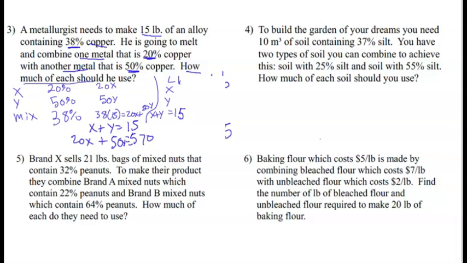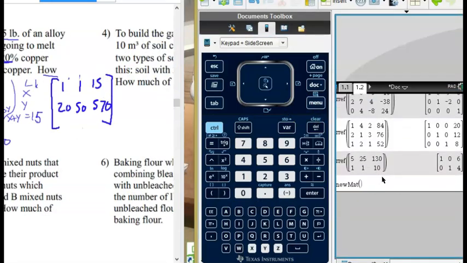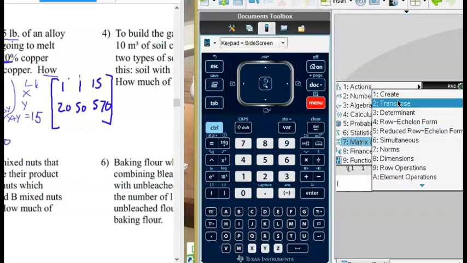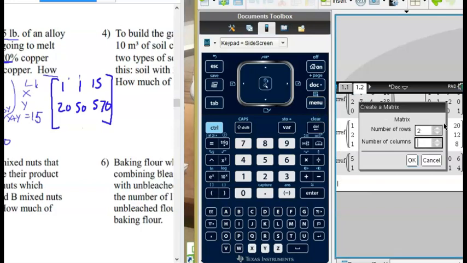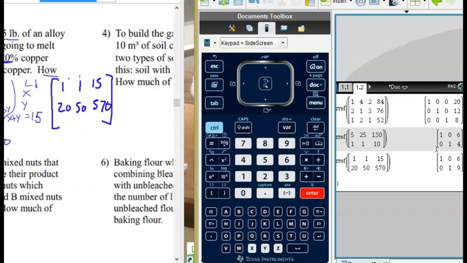Now let's set this up as a matrix and solve it. So we have 1, 1, 15, 20, 50, 570. So we'll go ahead and put this in the TI Inspire to find our answer. So menu 7, 1, 1. It has 2 rows, 2 equations, 3 different terms. Type in your numbers, your elements. Make sure it's correct, and then type RREF parentheses. So your solutions are 6 of the X metal, and then 9 for the Y metal.